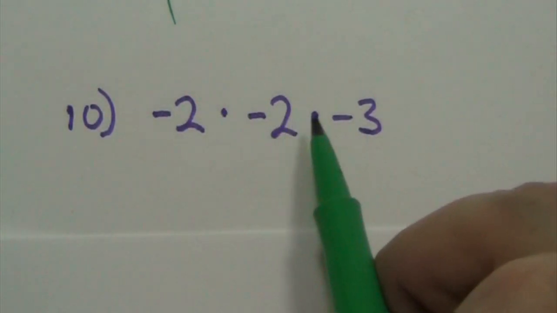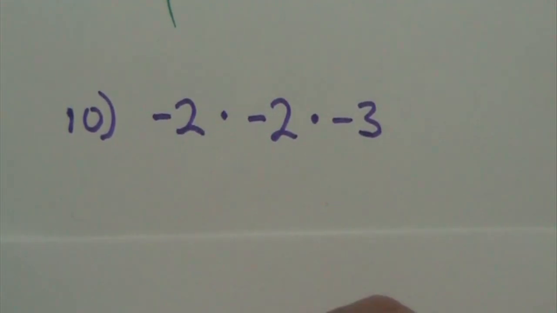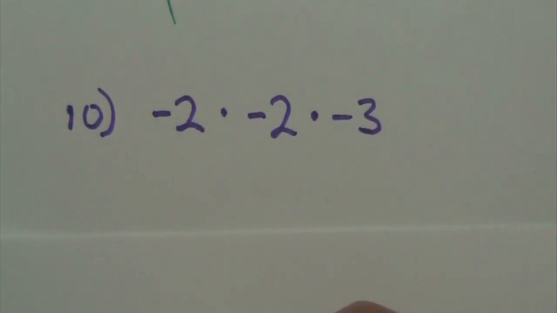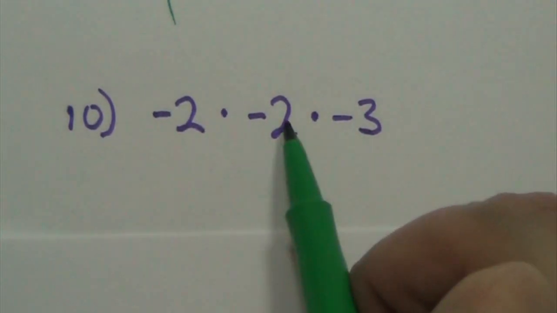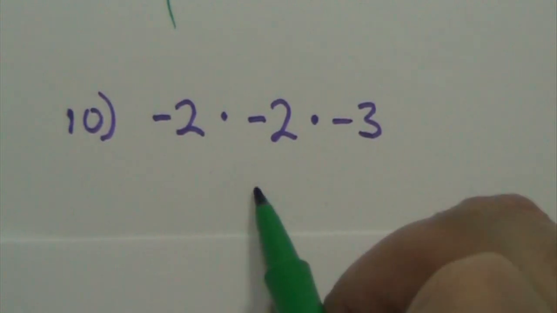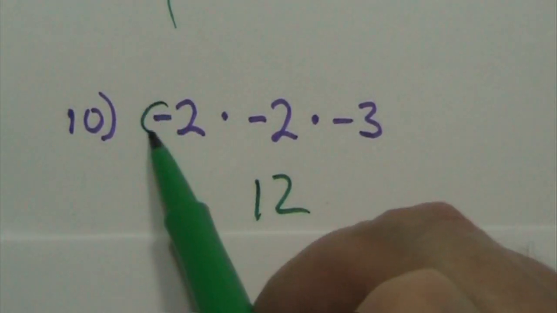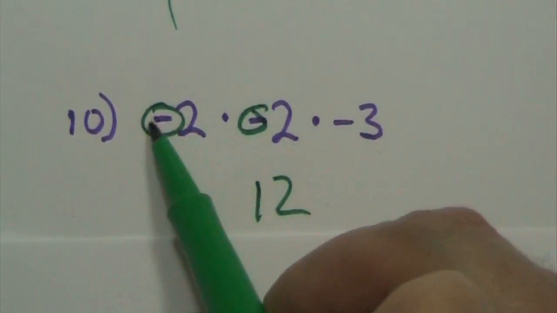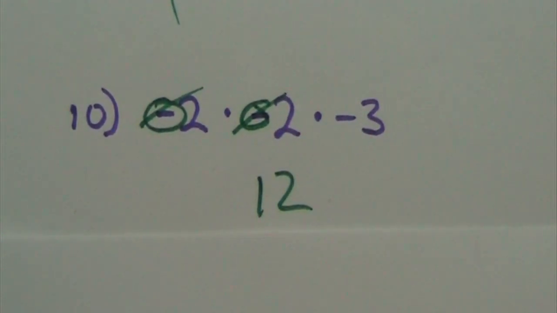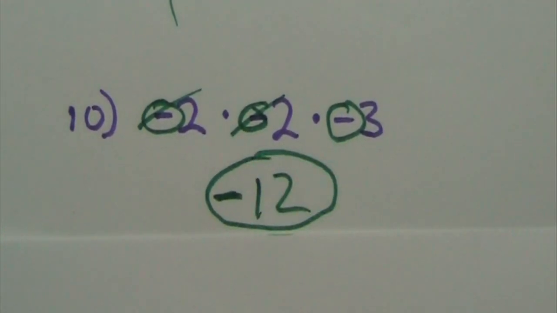Okay, these dots are multiplying. So I multiply the numbers first, then count the negatives. 2 times 2 is 4, times 3 is 12. Now I count the negative signs. 1 negative, 2 negative. Hey, 2 negatives will cancel. But then I have another one. So, there's my answer.